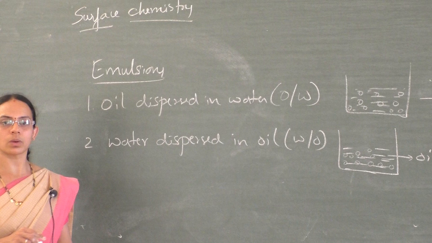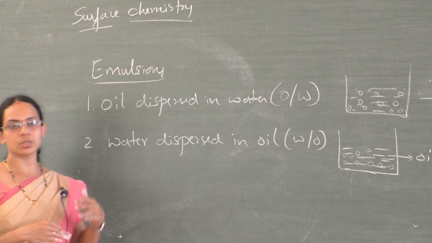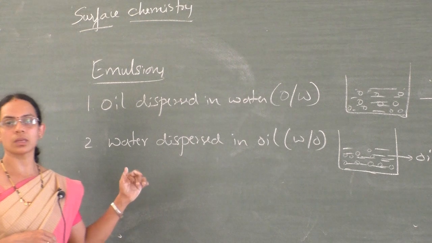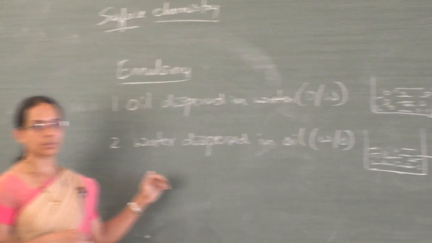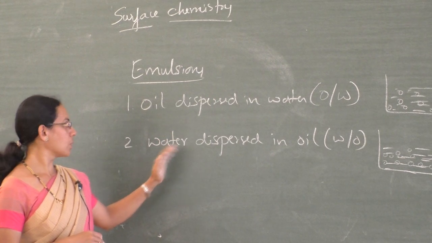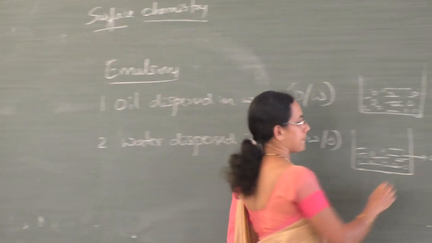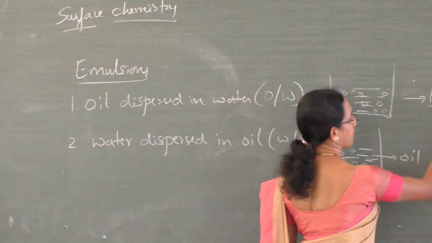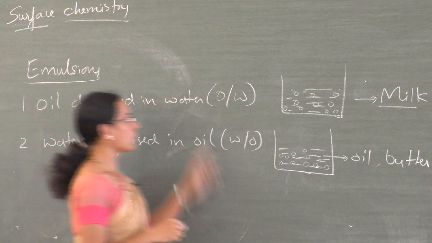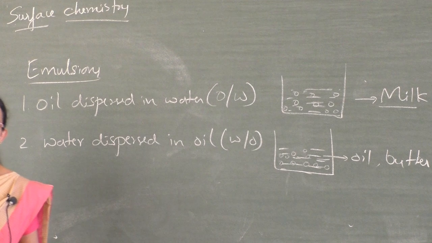Usually the emulsions are quite unstable. If you leave them for a long time, two layers form of dispersed phase and dispersion medium. So in order to stabilize the emulsions, we need an emulsifying agent. Right? Important one: examples for oil dispersed in water type or water dispersed in oil type. Milk and butter. Milk is an example of oil dispersed in water type, and butter is an example of water dispersed in oil type.